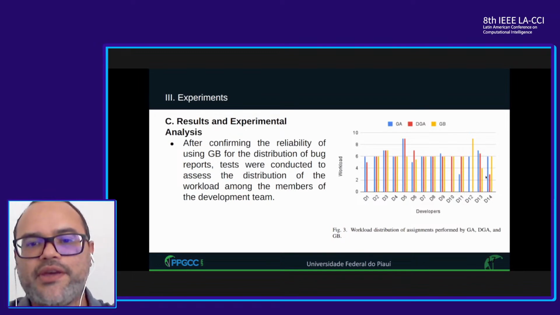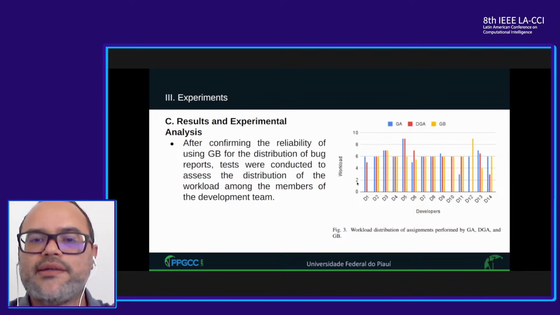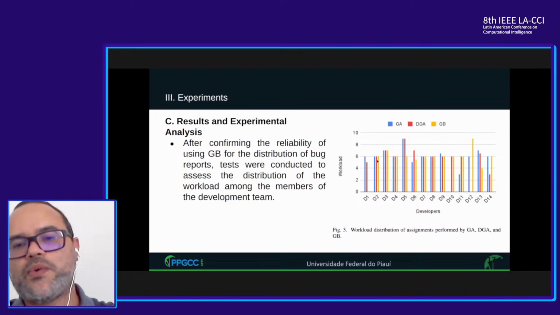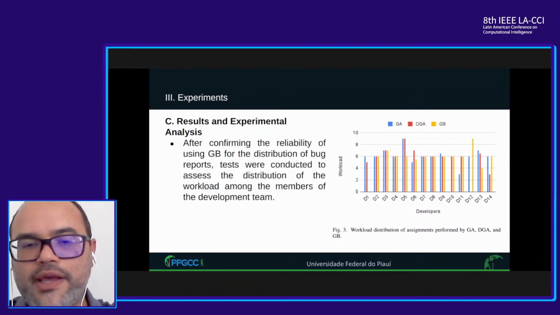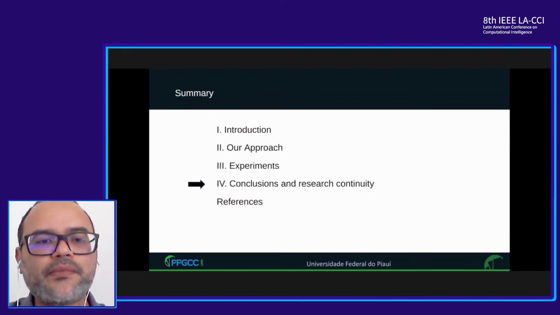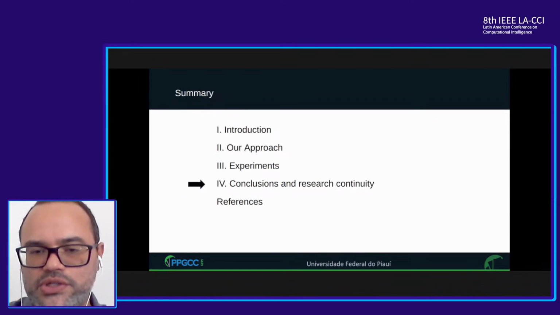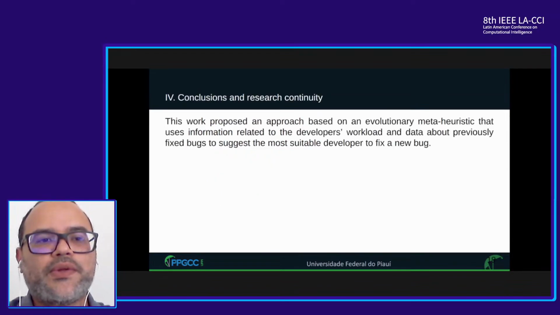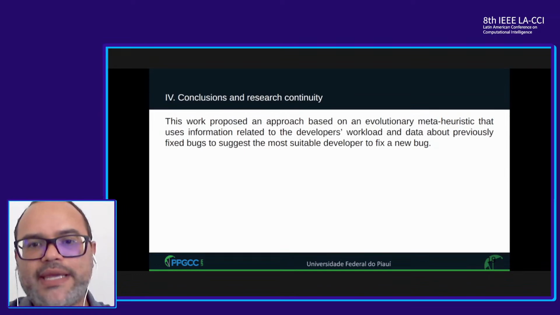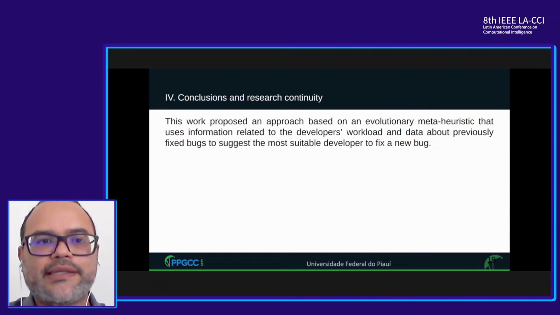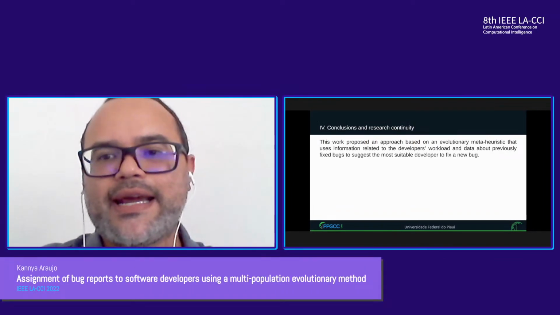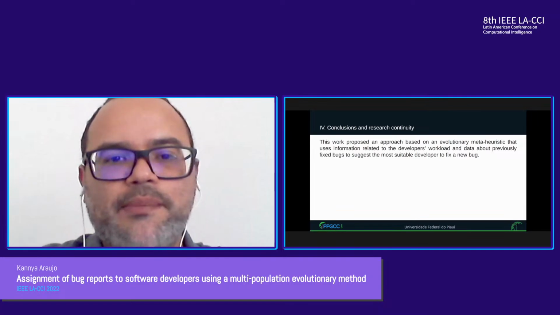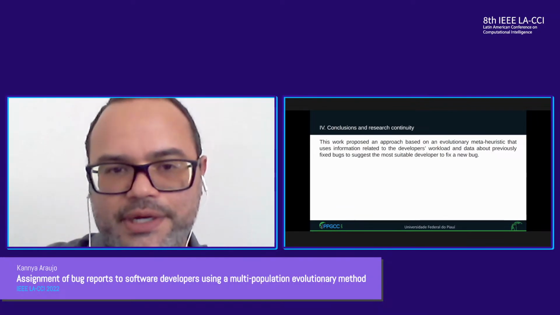The problem we have here is because developer one doesn't get any reporter when using Godeball. Later we will talk about this. So, the conclusions and the research continuity. This work proposed an approach based on an evolutionary metaheuristic that used information related to the developers' workload and data about previously fixed bugs to suggest the most suitable developer to fix a new bug.